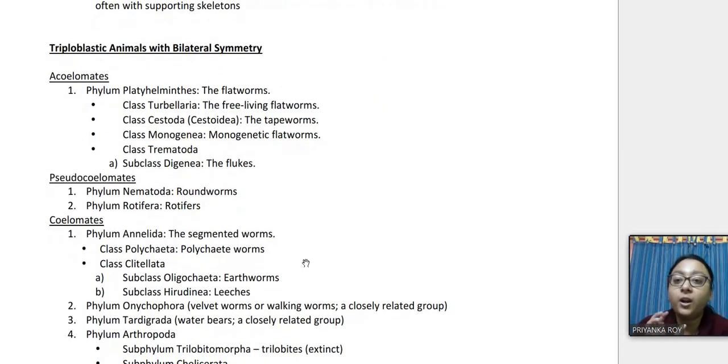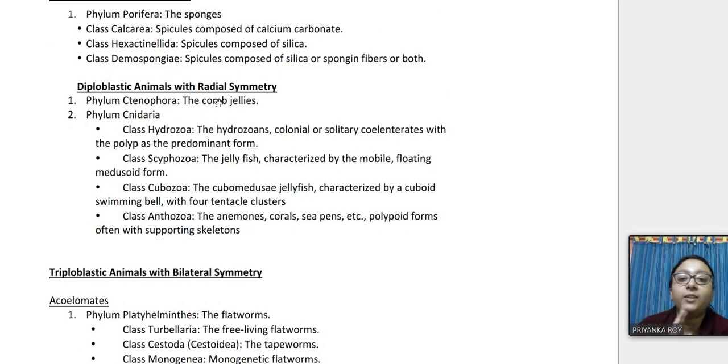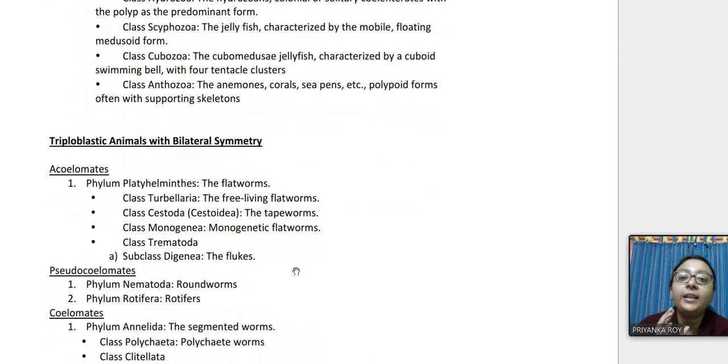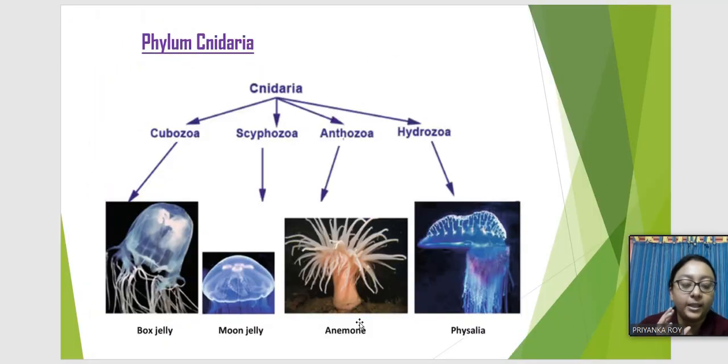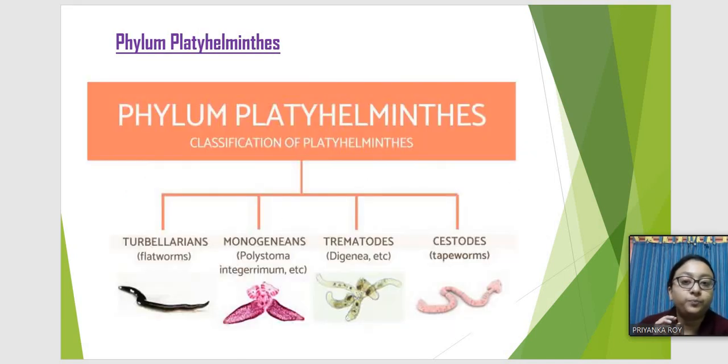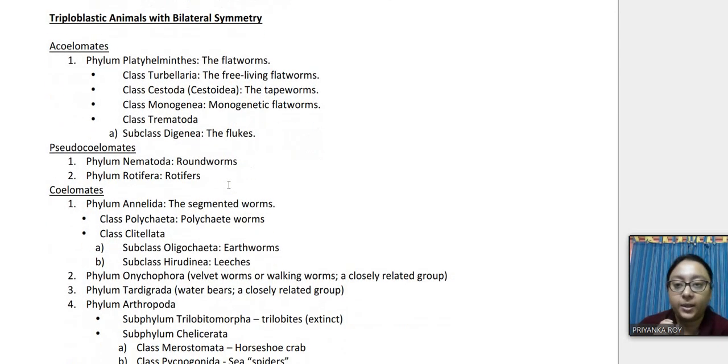So far we have only seen diploblastic animals and asymmetrical, then it comes biradial. In Cnidaria we have some bilateral symmetry, like these animals are bilaterally symmetrical also. But next comes the triploblastic animals with bilateral symmetry.